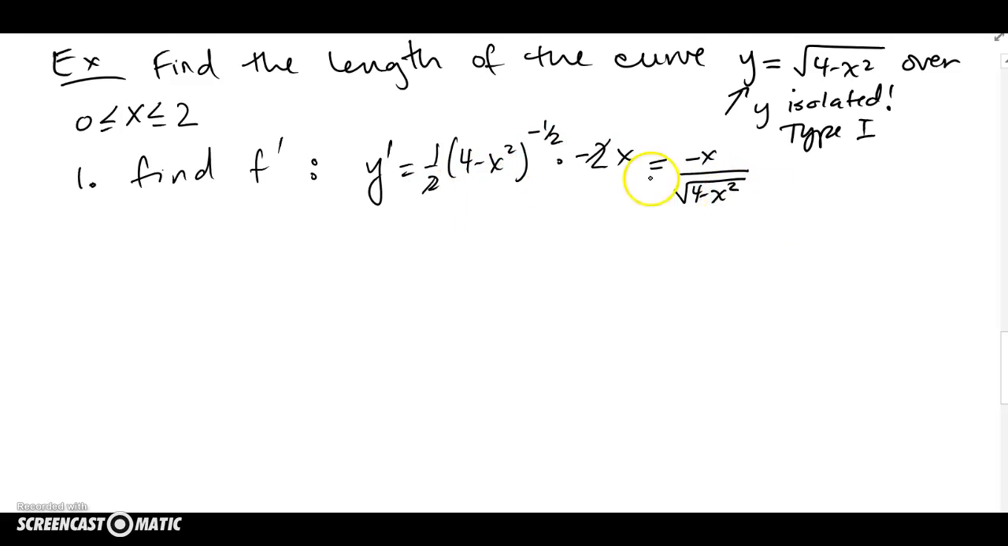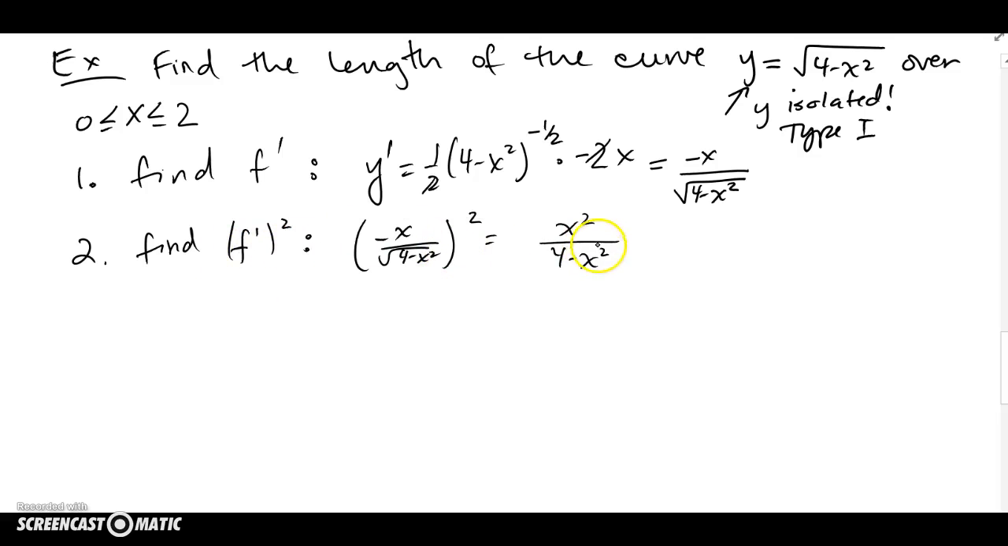Once I have my f prime, I need to square it to plug it into my arc length formula. So let's square that guy. I took f prime, I squared it, and that's what I got.